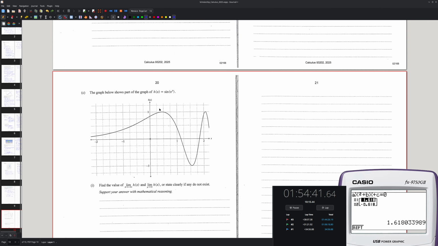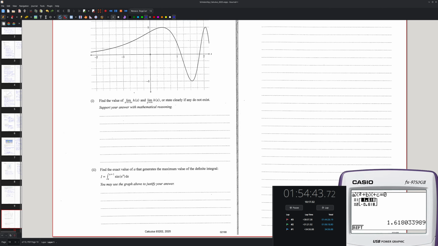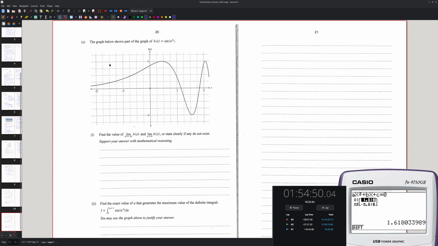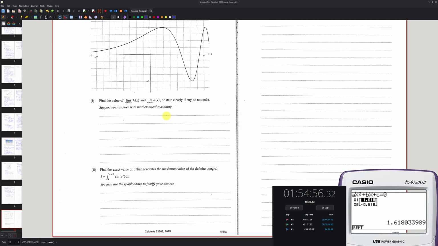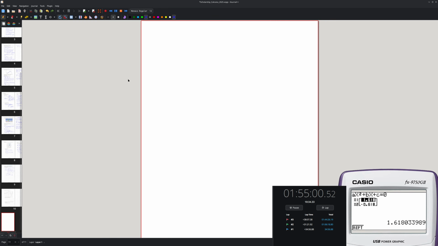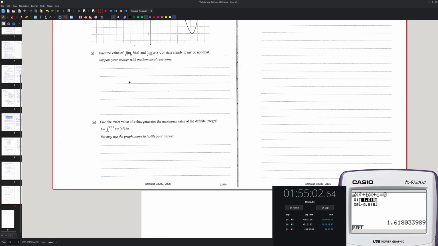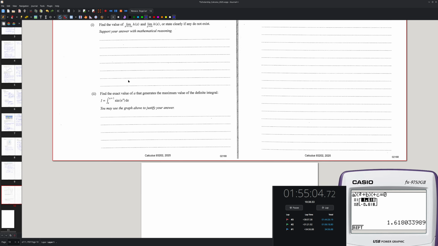Find the limit. Okay. So we need mathematical reasoning, right? Hang on. So the problem is my stylus doesn't go to the bottom of the page, right? So I need to make a new page, just for that.